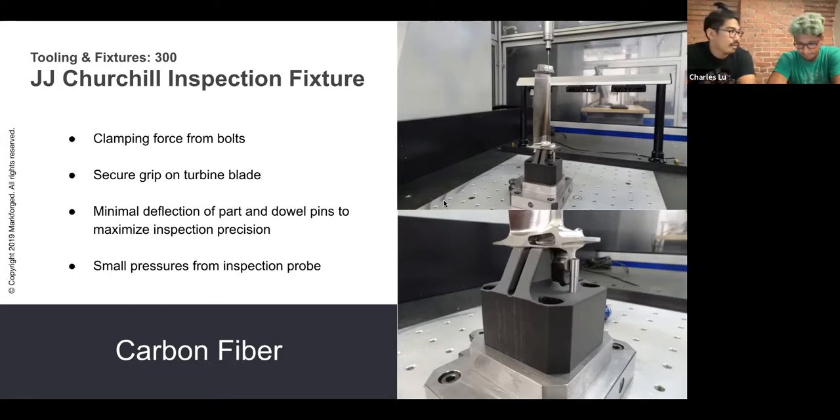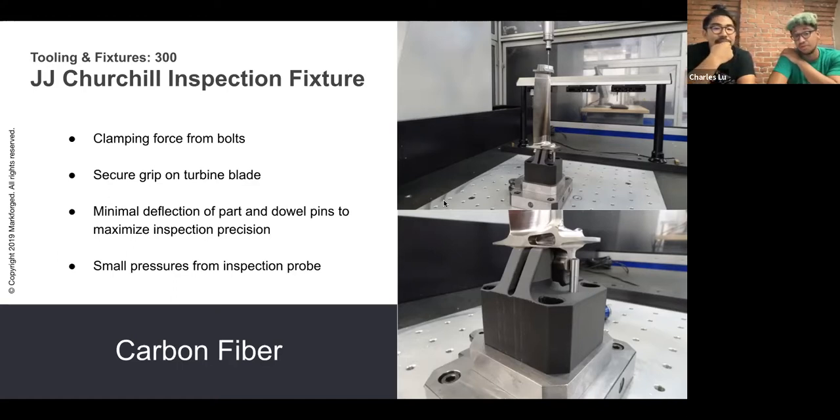So yeah, like this is obviously not as high stakes as turbine blades, right? JJ Churchill makes turbine blades, and our stuff is on the order of 1 micron accuracy, right? Their stuff needs to be much finer than that.